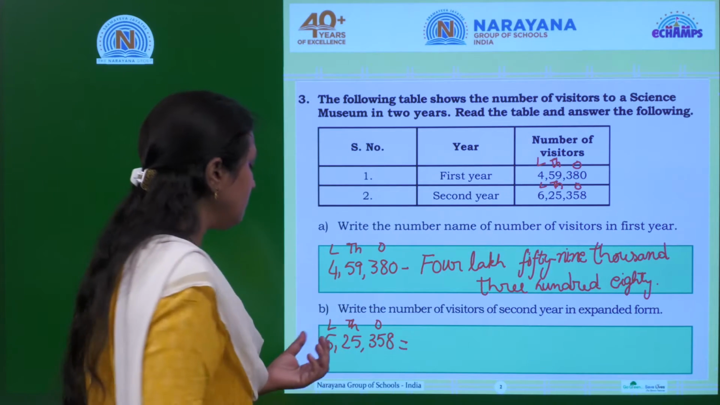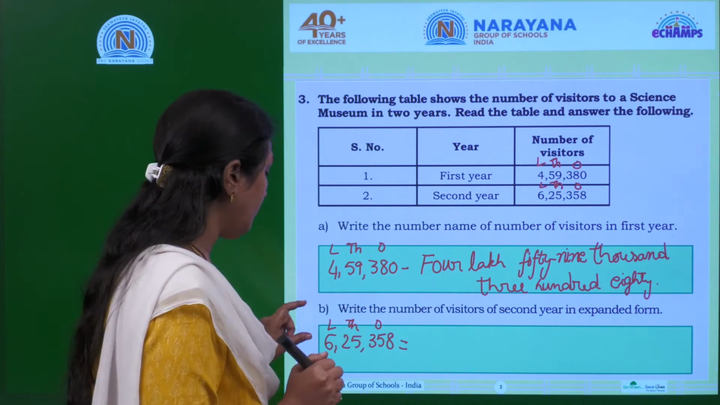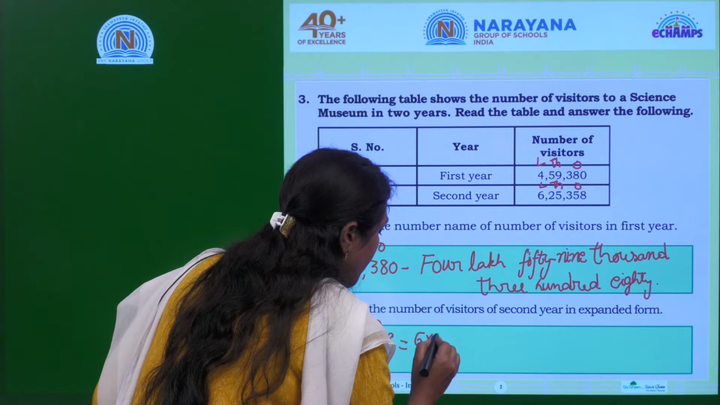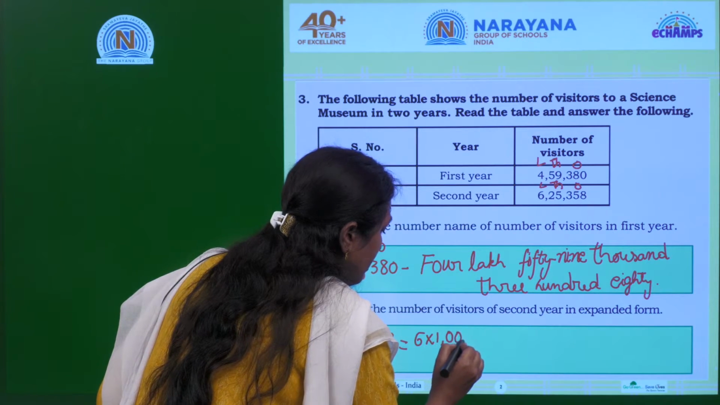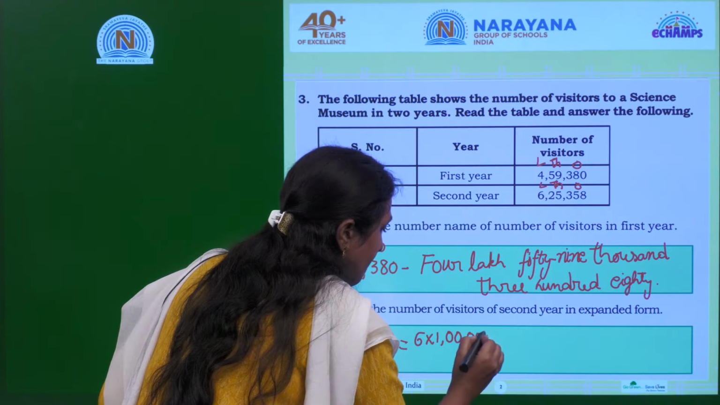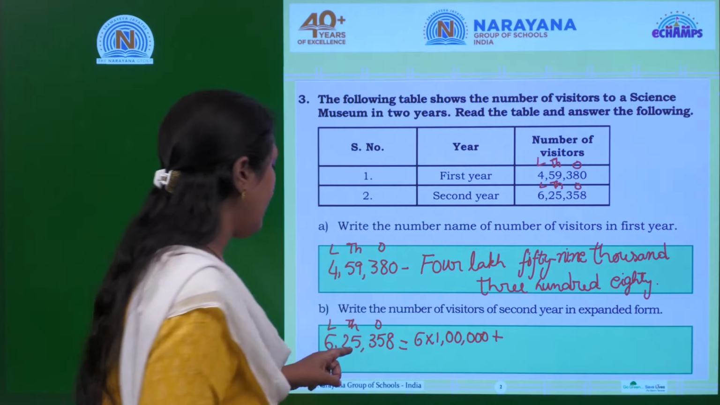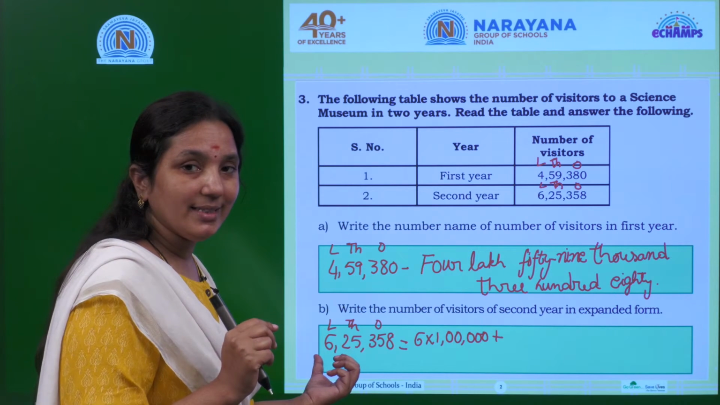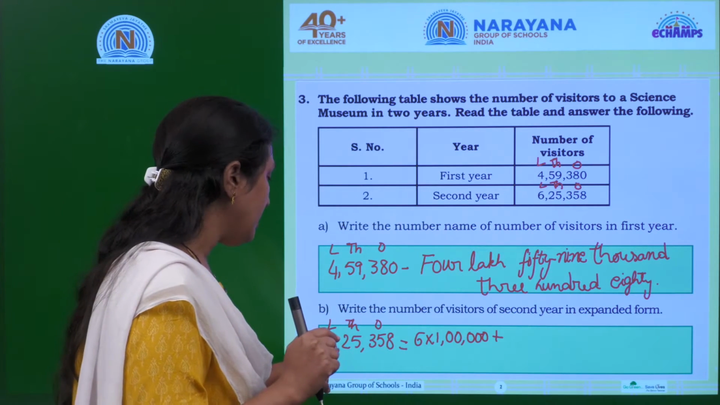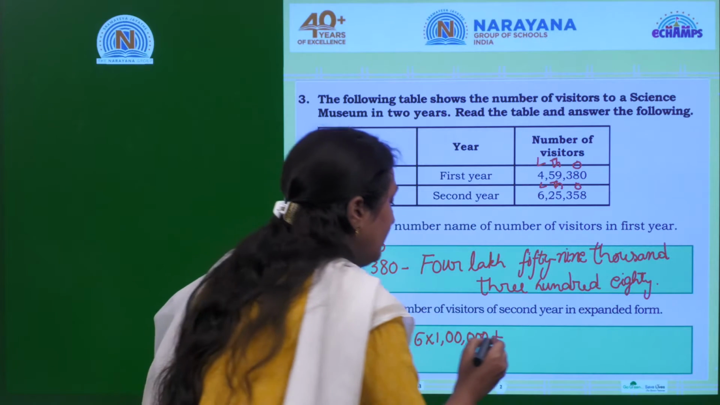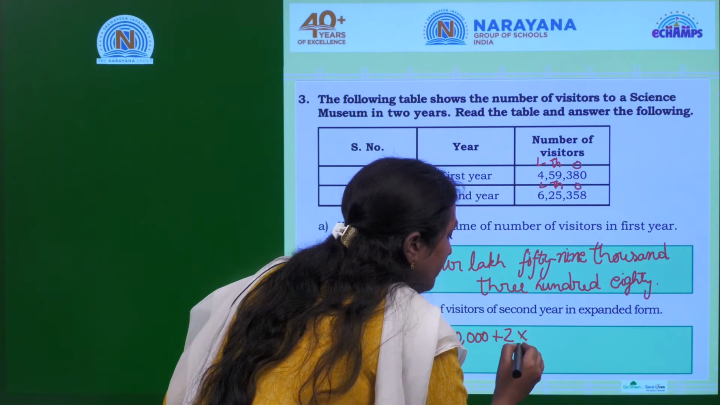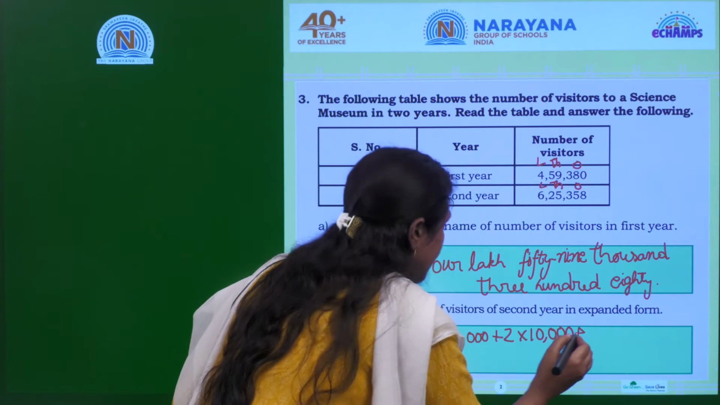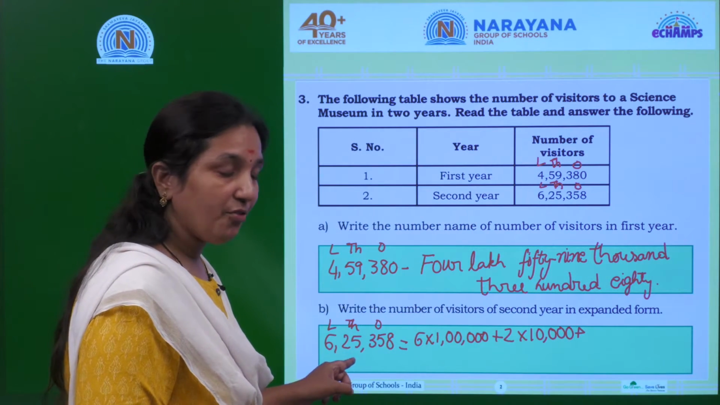So, we can write two ways. The first one is 6 times of 1 lakh, plus, and here in thousands period we have two places. What are that? Thousands and 10,000s. So, here 2 is in 10,000s, means 2 into 10,000, plus, and in thousands place we have 5.